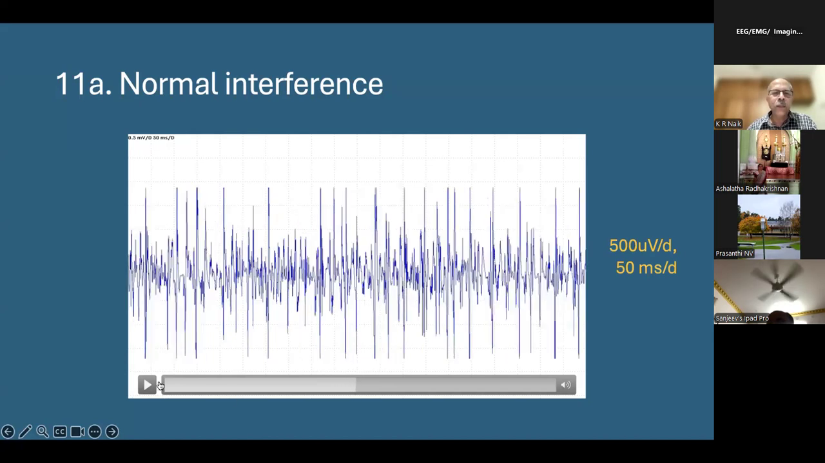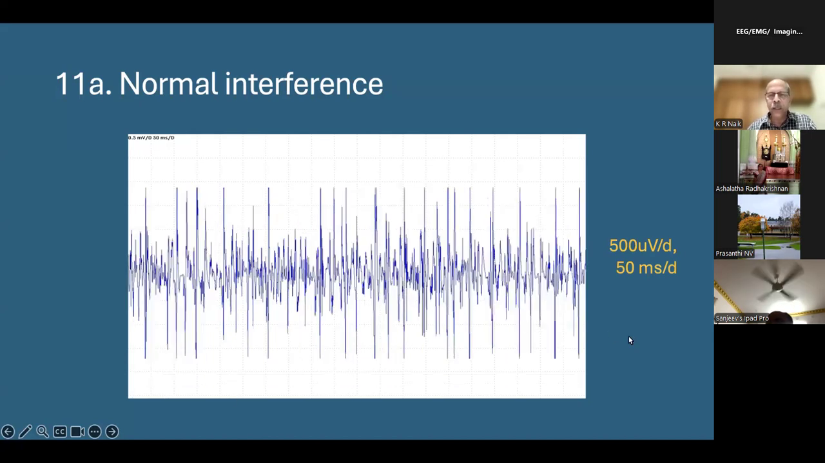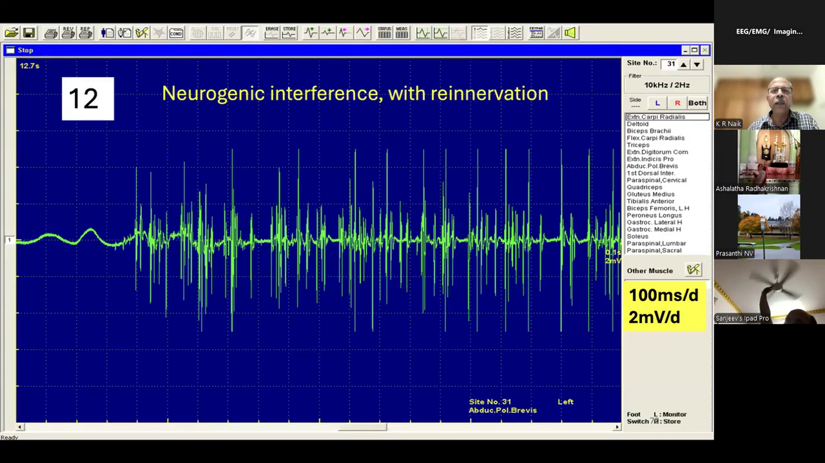And nowadays, at least I do not go for the full force. I just look at how much is the firing pattern and the firing rate and the motor unit characteristics. That will tell us most of the information that we require.